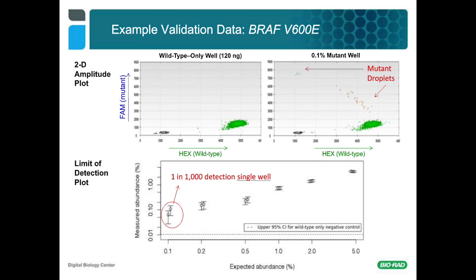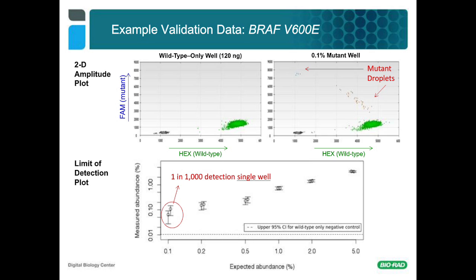For our mutation detection assays, we use a single primer pair to amplify the mutation site, then 2 competitive probes to detect mutant or wild-type copies. Mutant is in the FAM channel, while wild-type is in HEX. Shown here is an example of the wild-type only control well in the upper left-hand corner and a mutant-positive control well at 0.1% in the upper right.